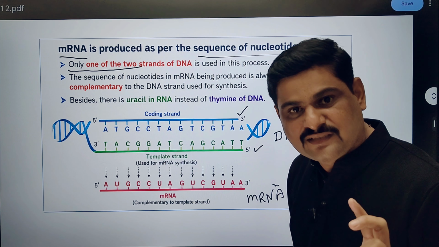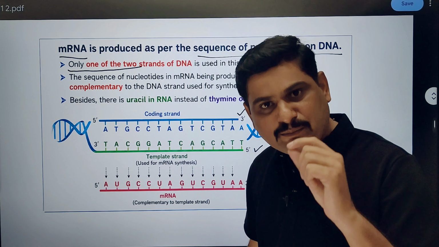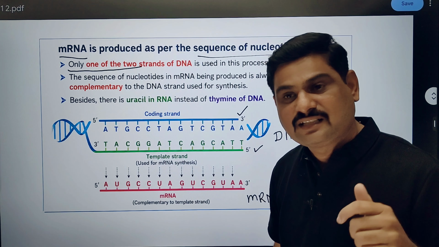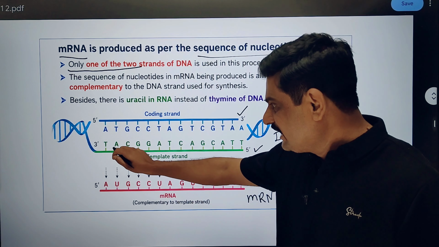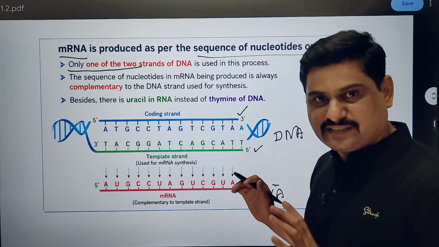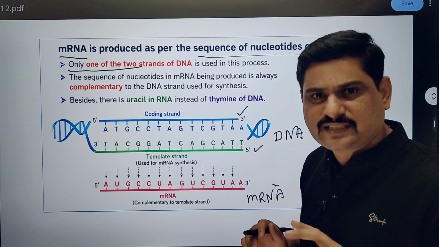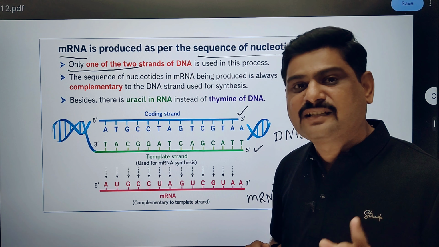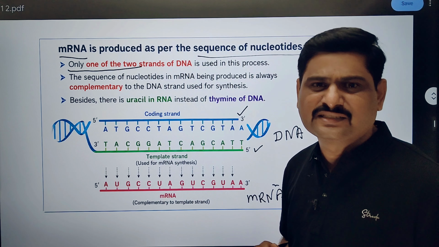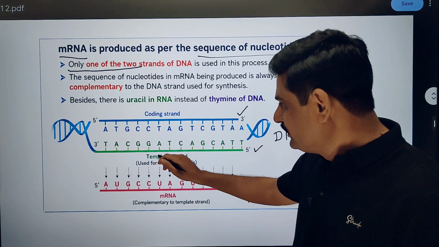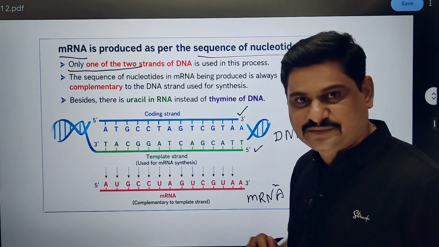Is it clear, the second point? What is the first point? mRNA is synthesized as per the nucleotide sequence of DNA. Second, out of 2 DNA strands, how many are used for RNA synthesis? Only one. So only one strand out of 2 is used.